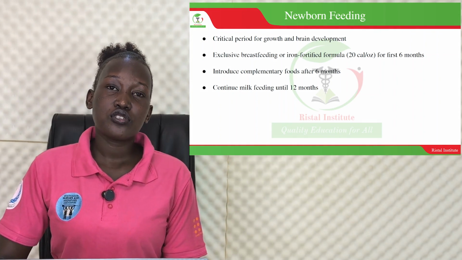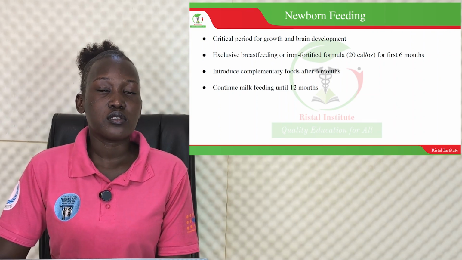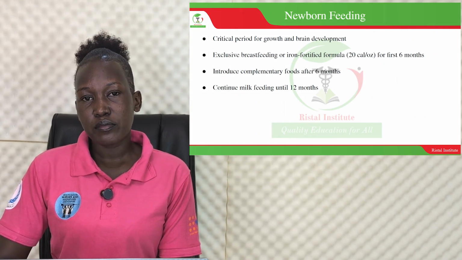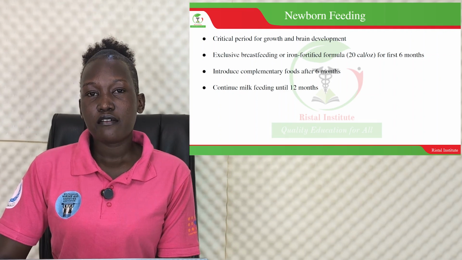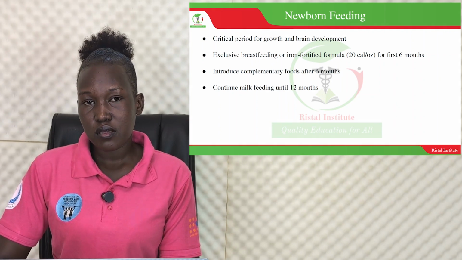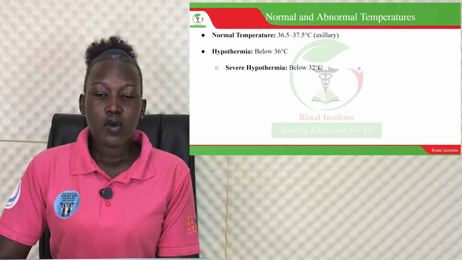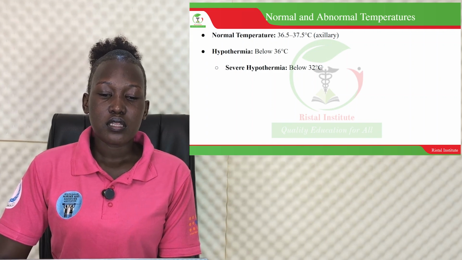So when we are introducing complementary feeds, it does not mean we are stopping breastfeeding. It means we are reducing the number of times we are breastfeeding this baby, but we are adding other feeds on top of the breast milk. Then we have normal and abnormal temperatures. I believe you already know. You can see from the slide there.